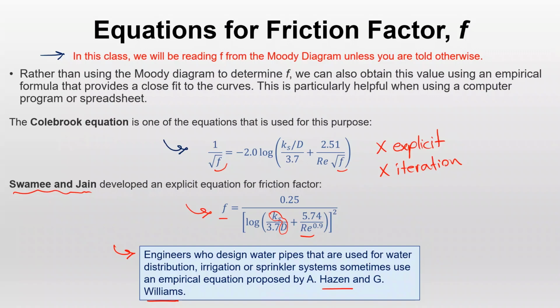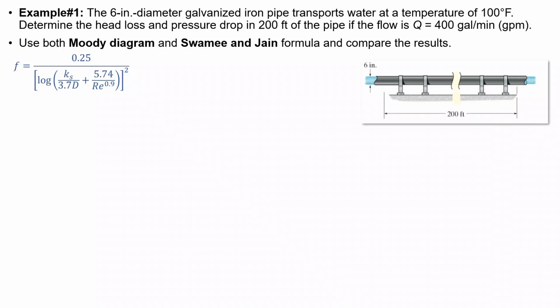Now, we're going to take a look at an example to make sure everything makes sense and you are familiar with how to use these equations. Let's take a look at a practical example. In this example, we have a 6 inches diameter galvanized iron pipe that transports water at the temperature of 100 degrees Fahrenheit. What we're going to find is head loss, HF, and pressure drop, or delta P, in 200 feet of the pipe that carries 400 gallons per minute flow rate. Now, we have been asked to use both Moody diagram and Swamy and Jain formula.